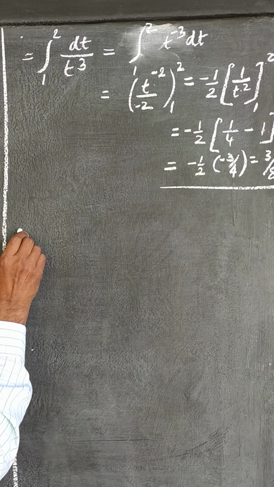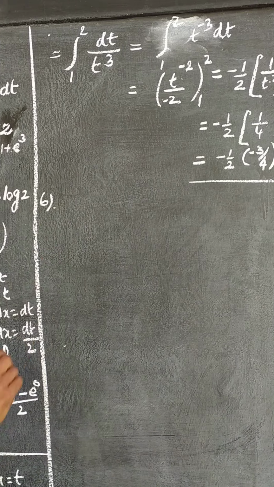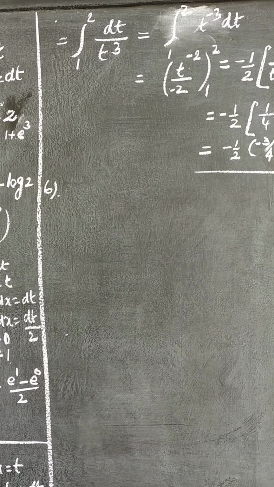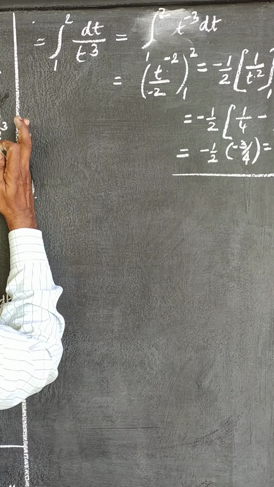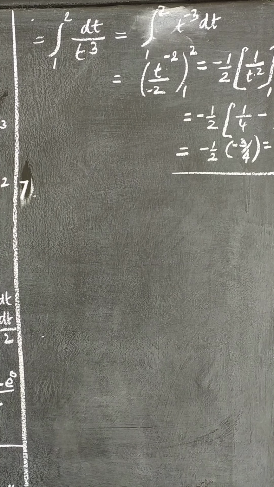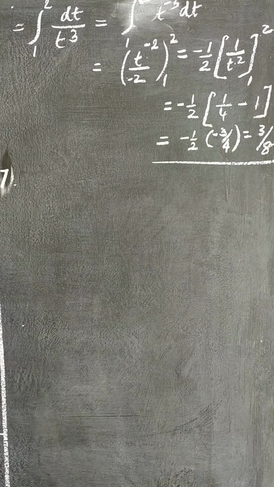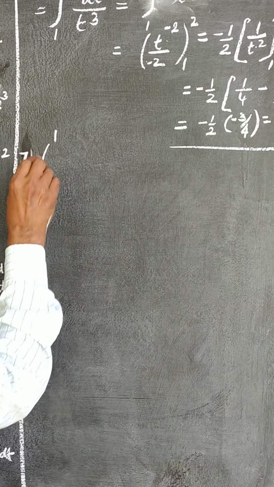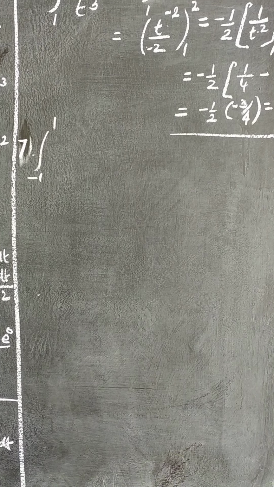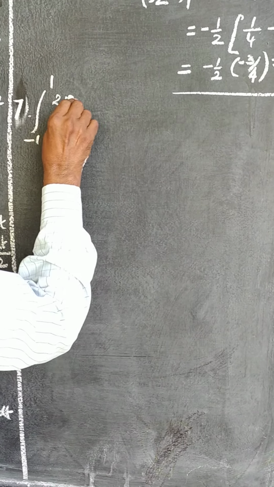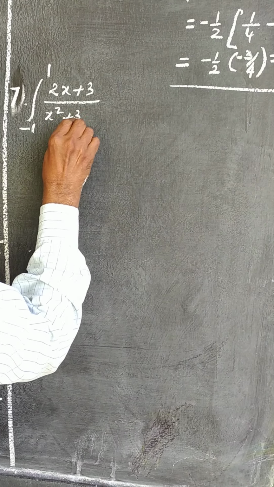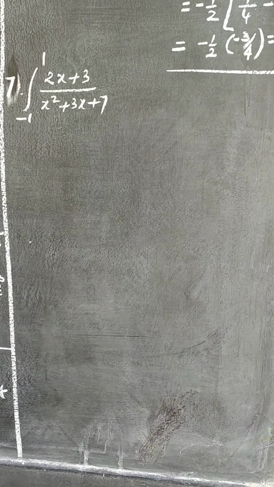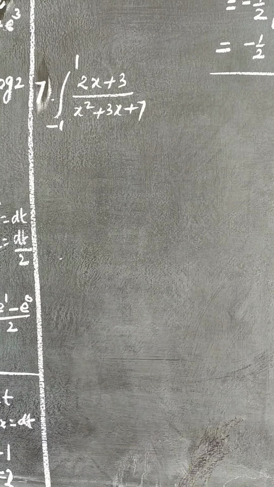Then the seventh problem: the integral from minus 1 to plus 1 of (2x plus 3) by (x square plus 3x plus 7) into dx.